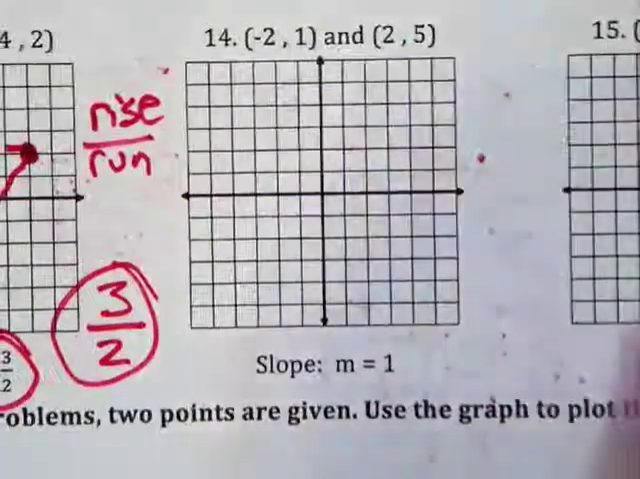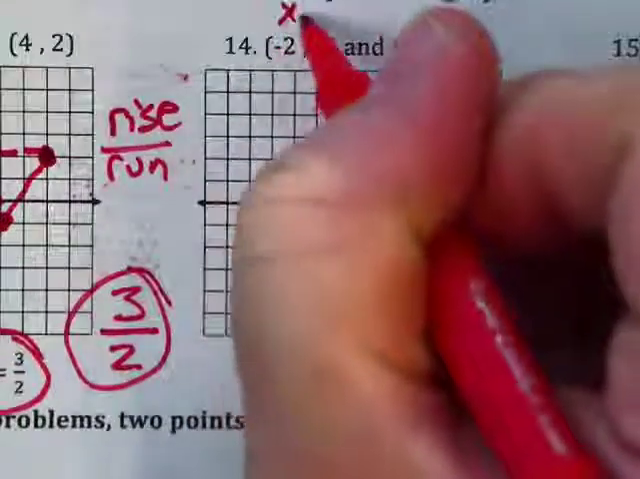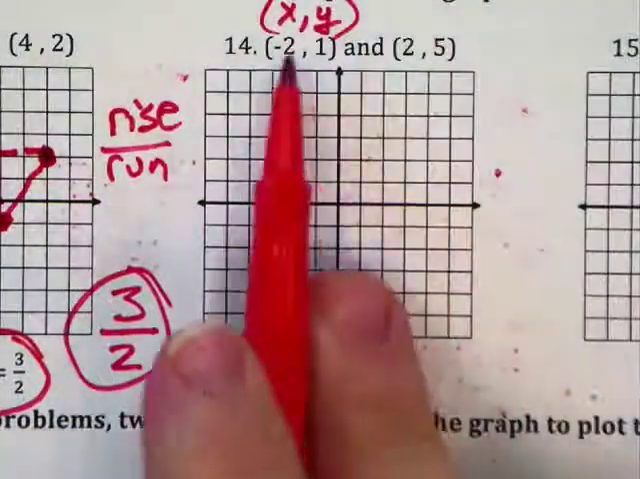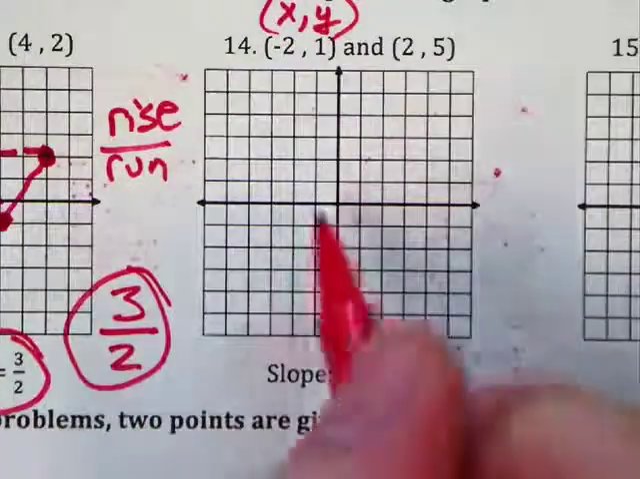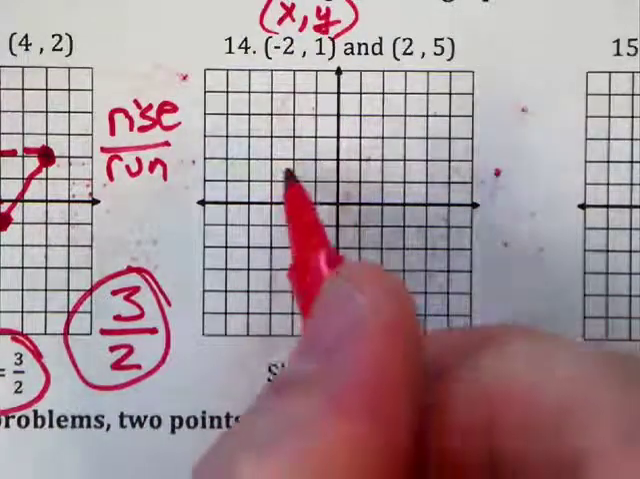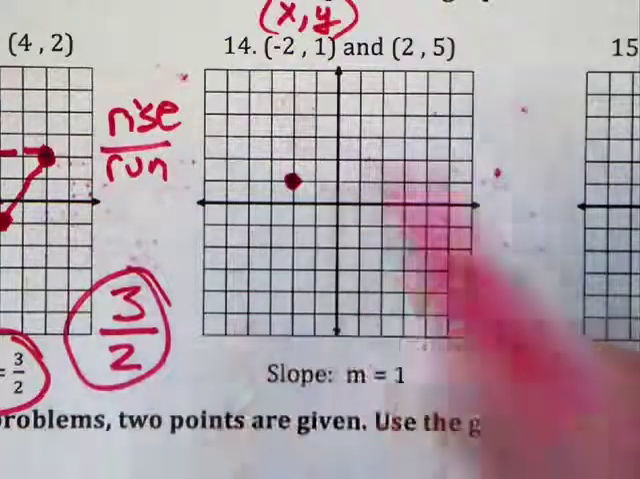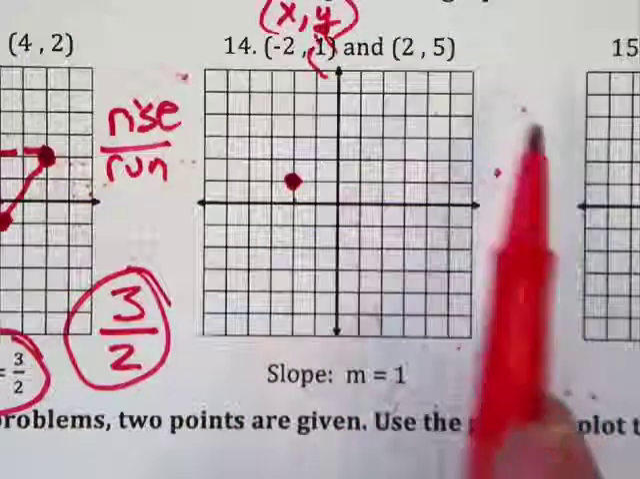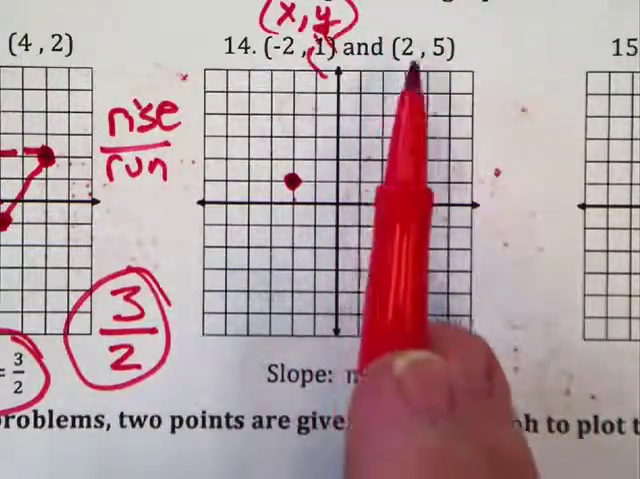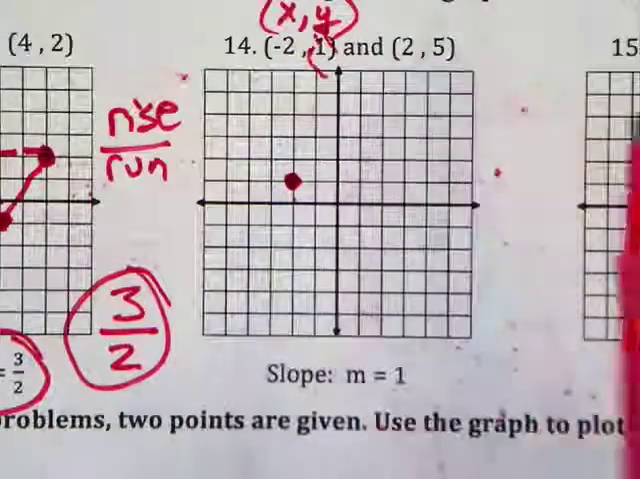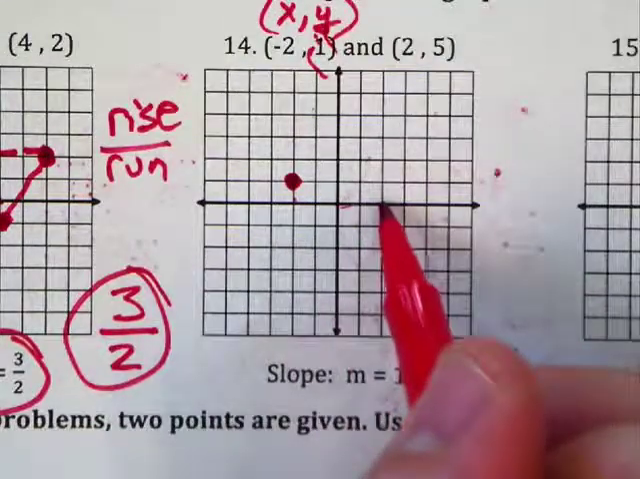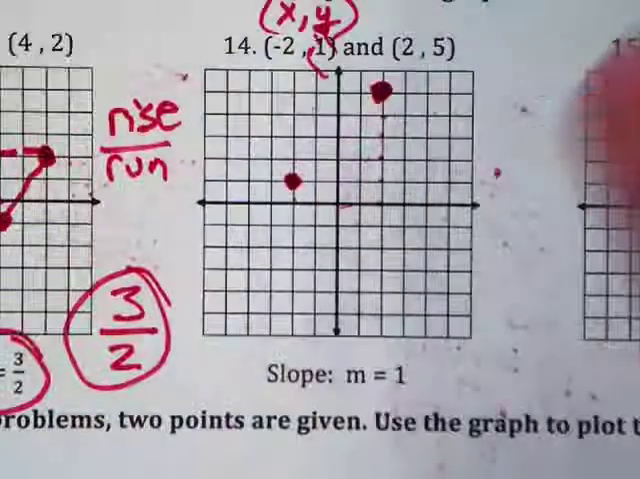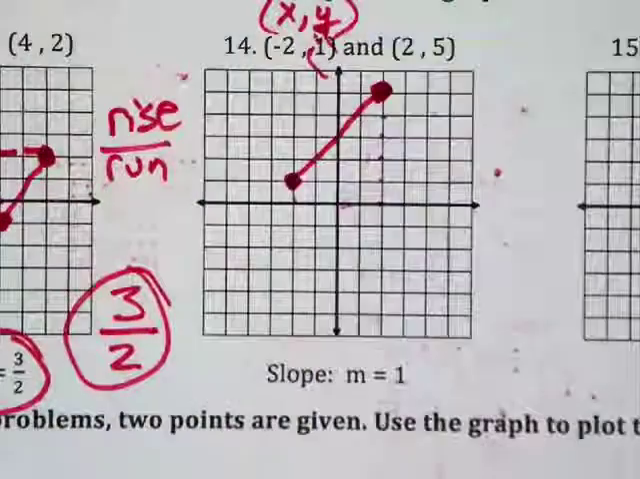Okay, the next one. These are x comma y, so you just have to remember that. So what's our x value? Our x value is negative 2, so we're going to go negative 2 and then up 1, because that's our y value. So (-2, 1). Okay, what's our x value here? It's positive 2 and positive 5. So we're going to go positive 2 and then up 1, 2, 3, 4, 5 to here. And we just draw our line.